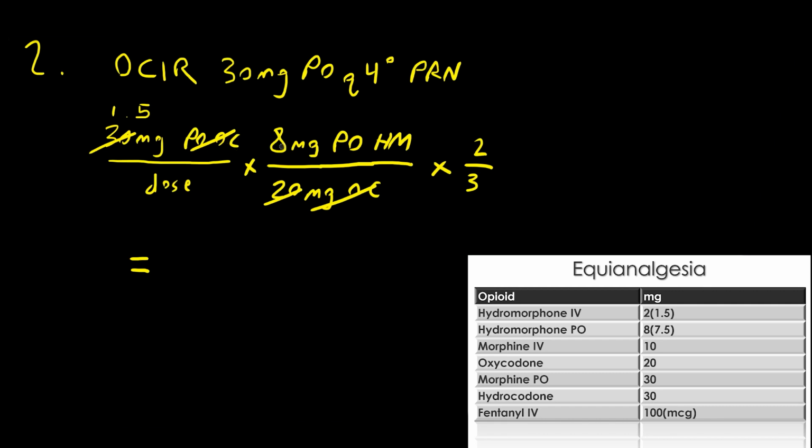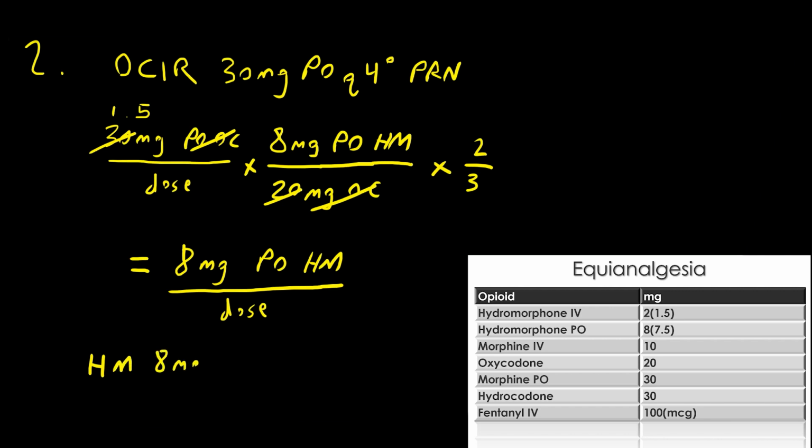0.5 times 8 is 12. Times 2/3 is 8 milligrams. Hydromorphone comes in an 8 milligram tablet, and so our new regimen will be hydromorphone 8 milligrams by mouth every 4 hours as needed.